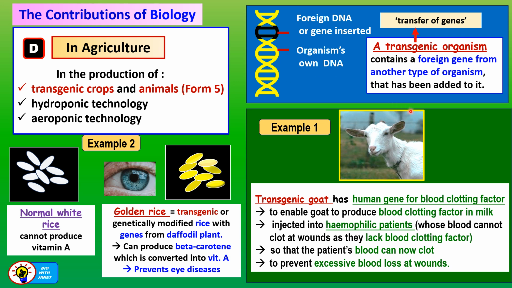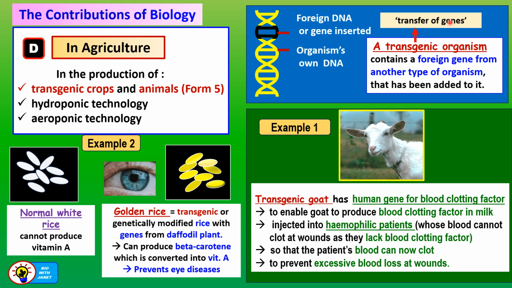But here I'll try to explain it as simply as possible, first of all. Now, what's a transgenic organism? A transgenic crop or animal? It is an organism that contains a foreign gene from another type of organism that has been inserted into its DNA. The word trans comes from the word transfer, genic from the word gene. So a transgenic organism has experienced a transfer of genes where a gene from another type of organism has been placed in its DNA.